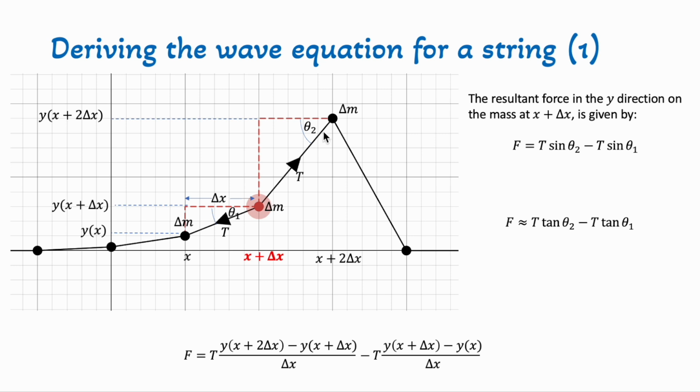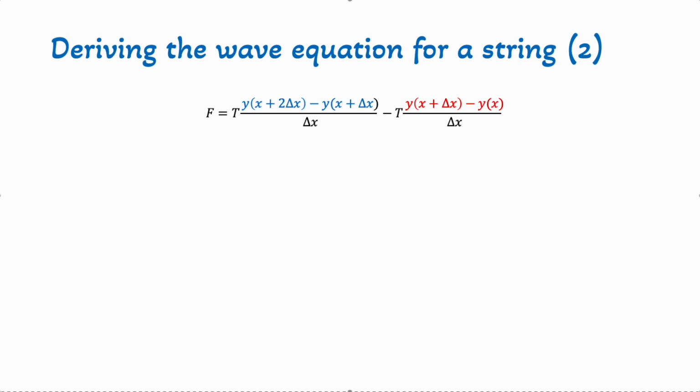And the adjacent side to, oh sorry, wrong triangle. The adjacent side here is just delta x, because that's how far in the x direction my little bits of mass delta m are separated. And then over here I've got the same thing for this triangle down here. So I've got T tan theta 1, so that's opposite side, y of x plus delta x minus y of x, over adjacent delta x. Here I've just got the same thing written out as I had on the previous page, but with a couple of bits highlighted in different colours.